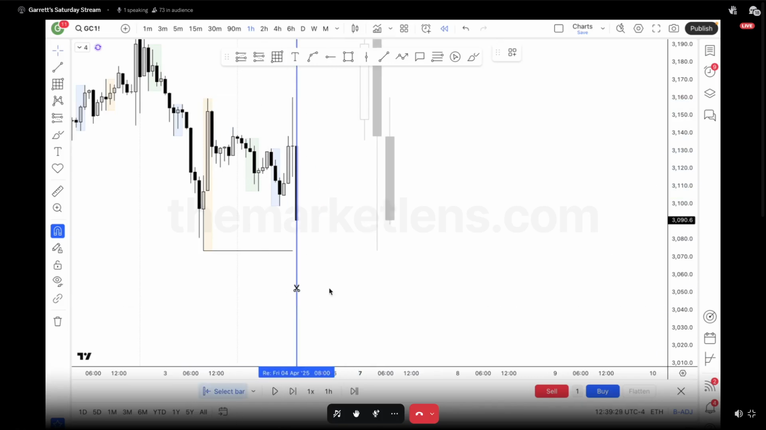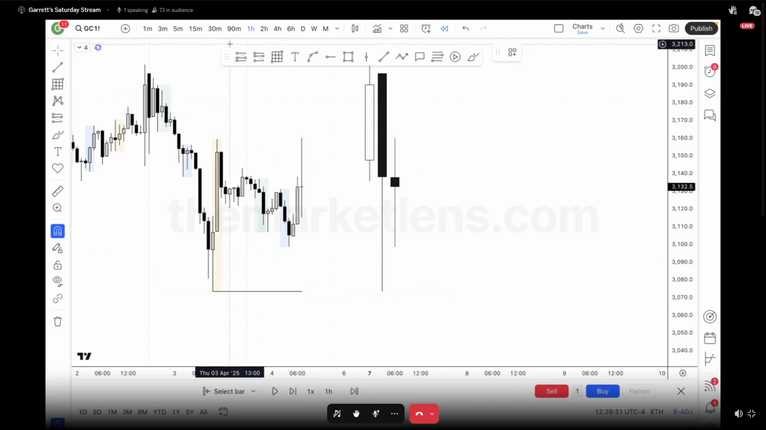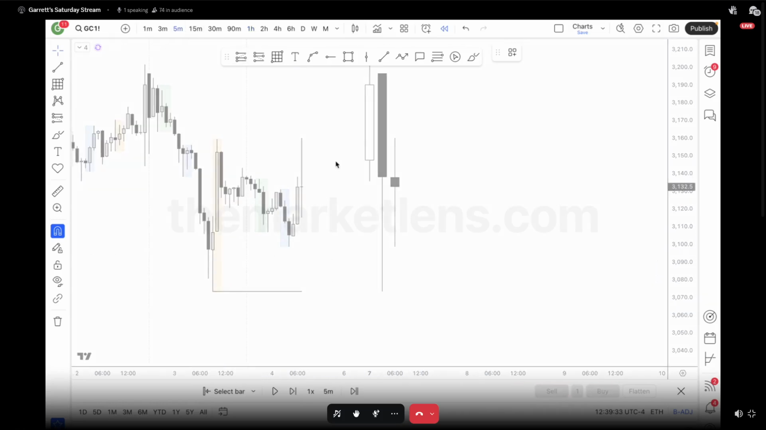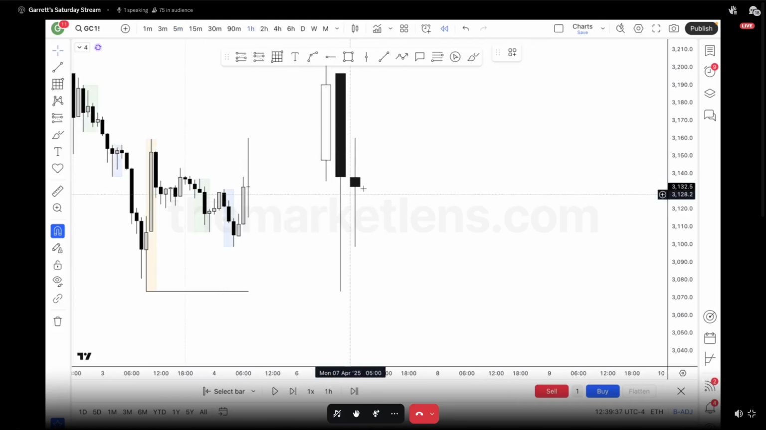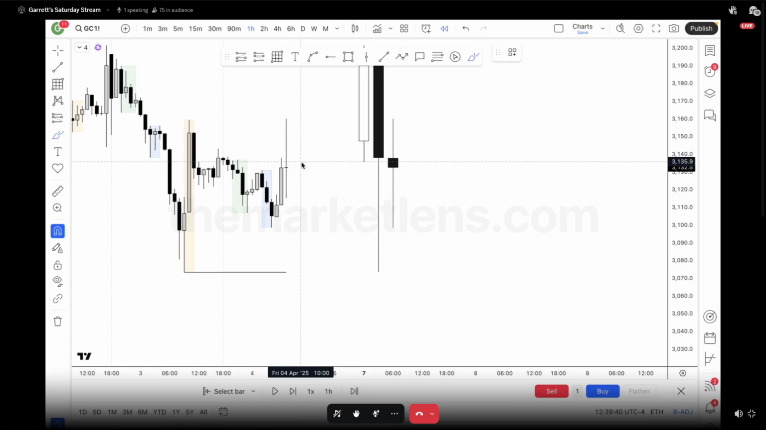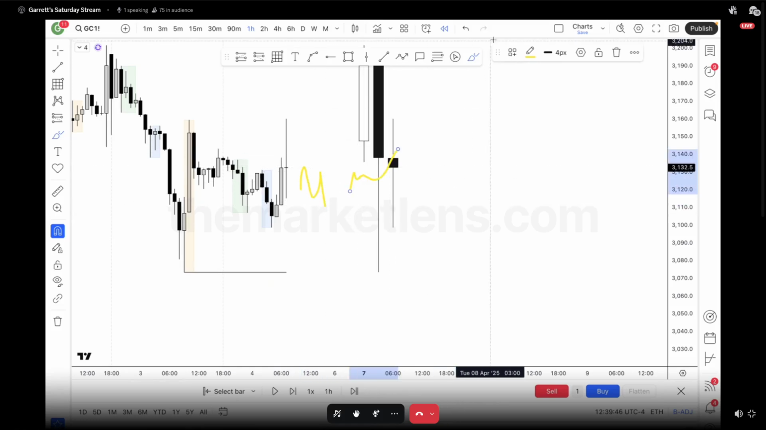And we haven't yet expanded. This is something I've talked about as well. If you haven't yet expanded away from manipulation, then you expect a news event to just expand, because after manipulation, what do we do? We expand. So if you haven't yet expanded, then we shouldn't consolidate, or we shouldn't retrace.